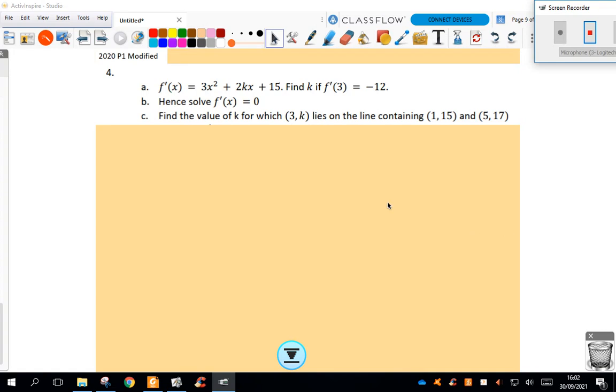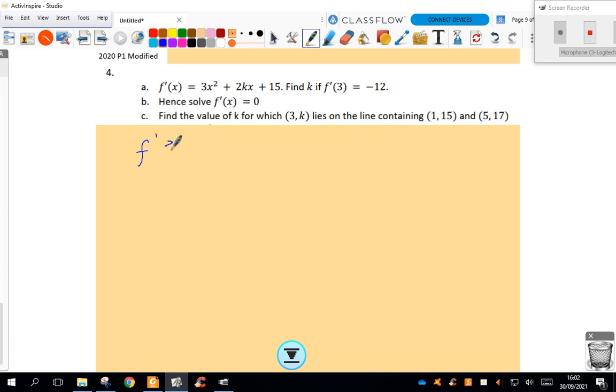Okay, just continuing my videos here on the 2020 paper, but modified a little bit to facilitate us and where we are in our studies at the moment. This actually says f prime of x, but just think of it as a function for the moment, is equal to 3x squared plus 2kx plus 15. Find k if f prime of 3 is negative 12.